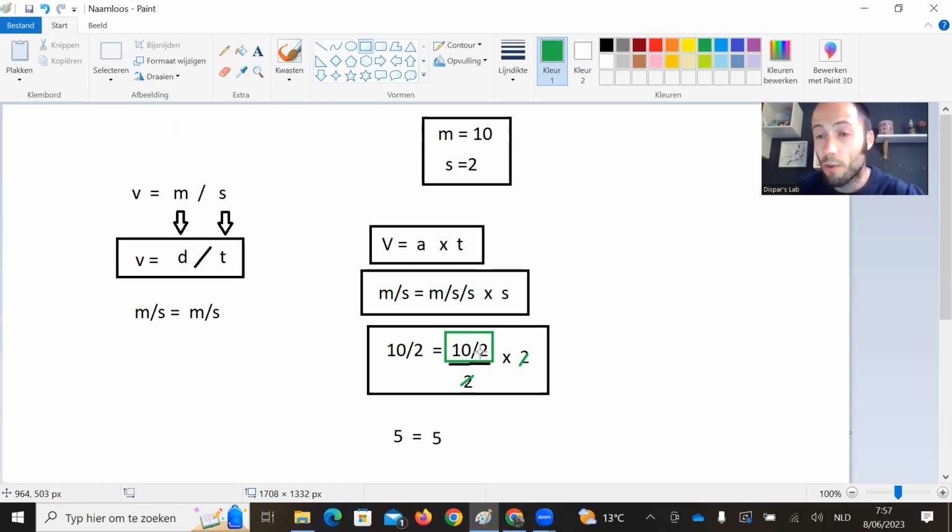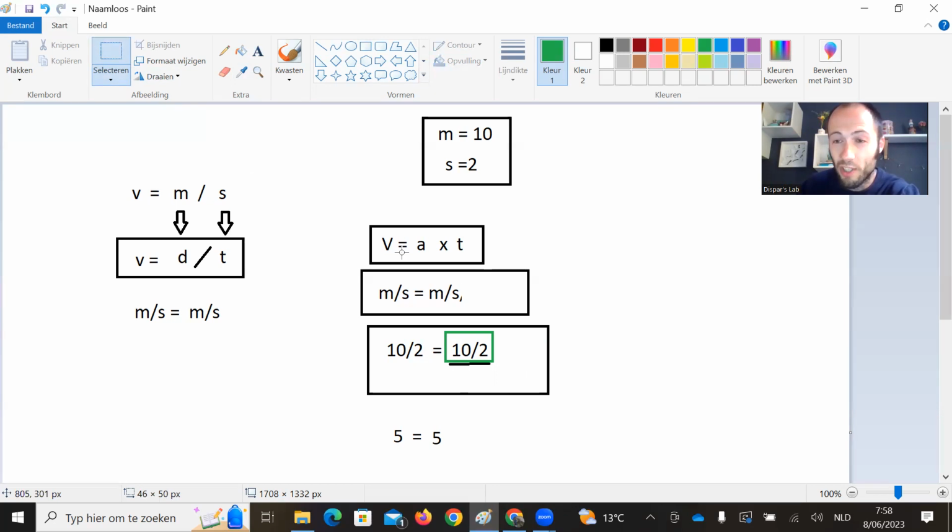Because 10 divided by 2 is already 5. We don't have to divide it by 2; 2.5 times 2 equals 5 again. We already have 5 here, 10 divided by 2. So we can delete this, and we're left with 10 over 2 equals 10 over 2. Same way, we can cancel this, or delete this, and what we're left with is meters per second. Meters per second equals meters per second.